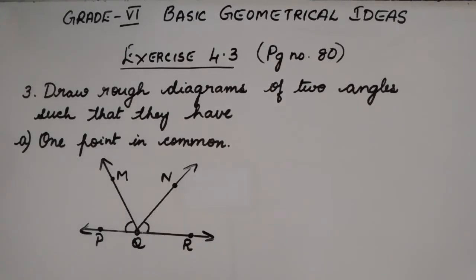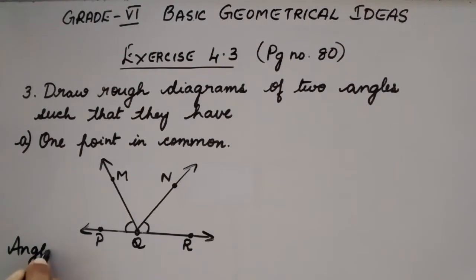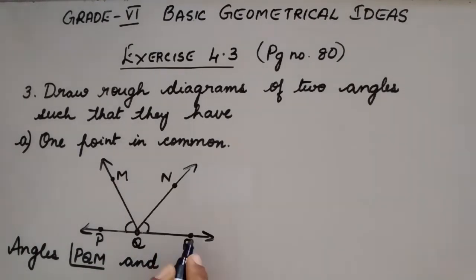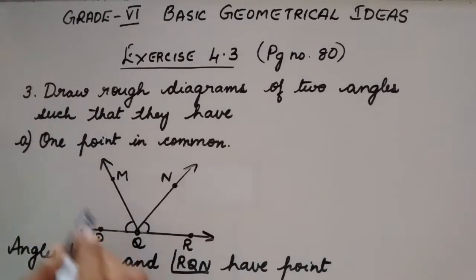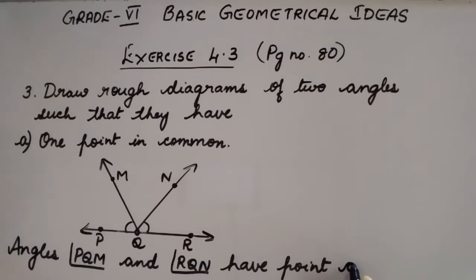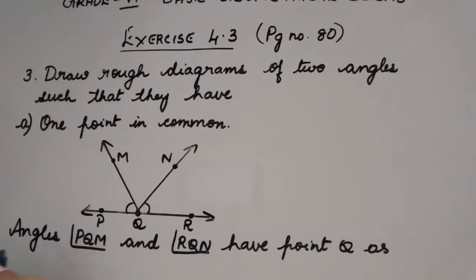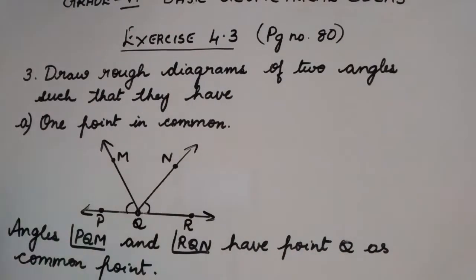Did you get this, students? Yes. So here angles PQM and RQN have point Q as common point. So there is only one common point, that is point Q.